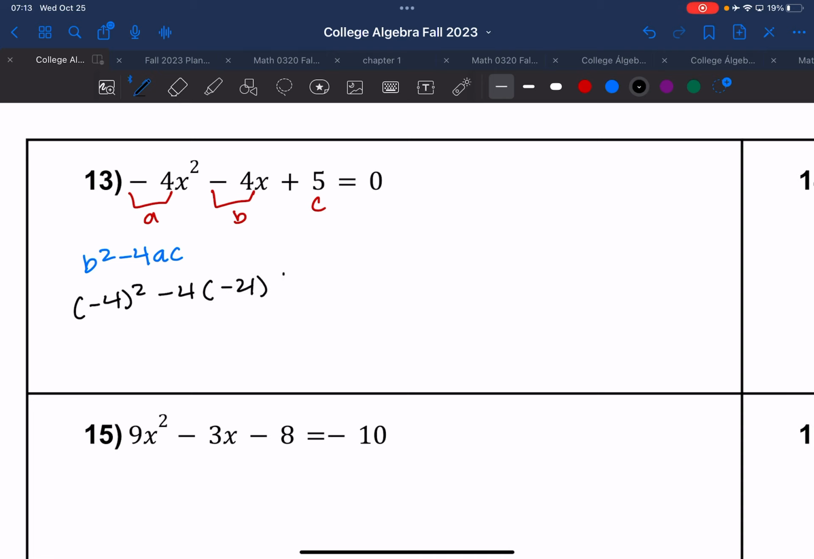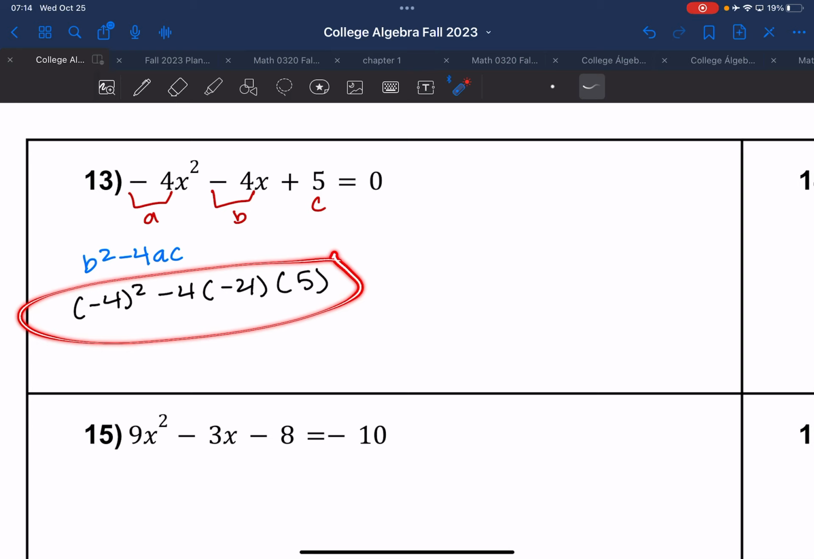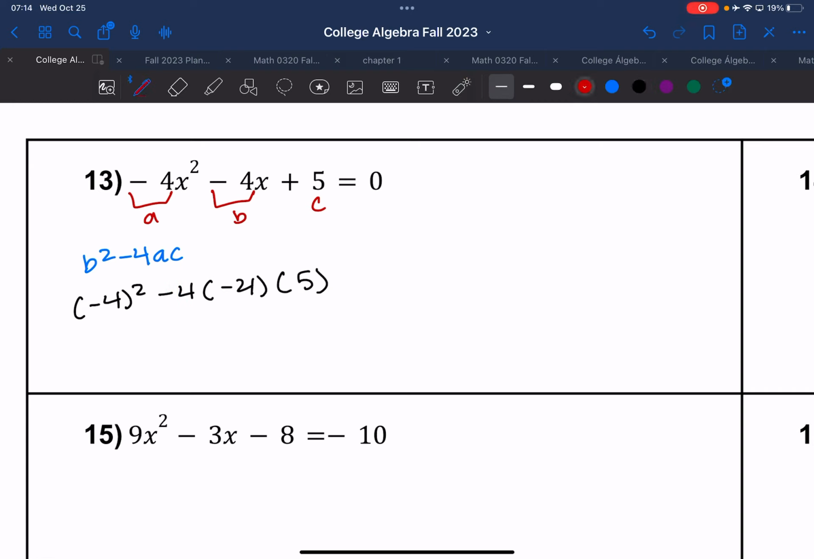Okay. Again, you can type this entire thing into your calculator. Just make sure you have an extra set of parentheses around the last part. Or you can type it in separately. So we know that -4 squared is 16. And -4 times -4 times 5 is 80. So we have 16 plus 80, which gives us 96.